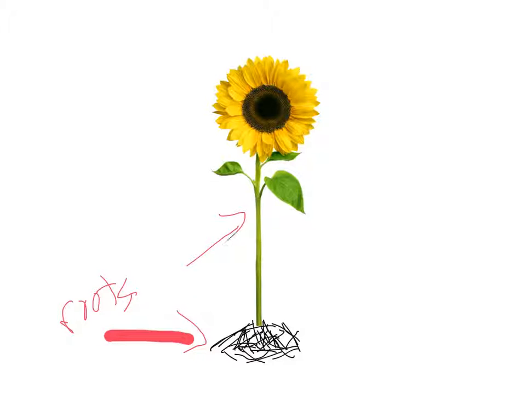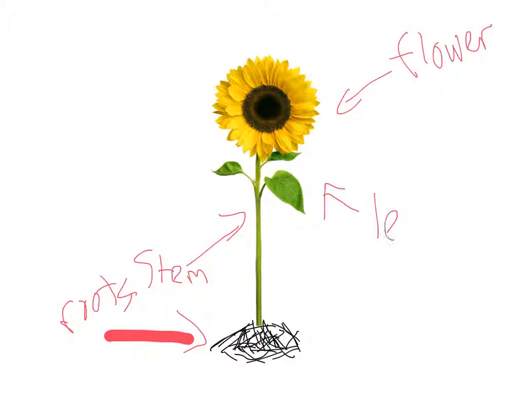Then there's the stem, which is the structure and transportation. There's the flower, which is the reproductive part in the plant. And there are the leaves, which is where photosynthesis occurs. So that's the external structure.